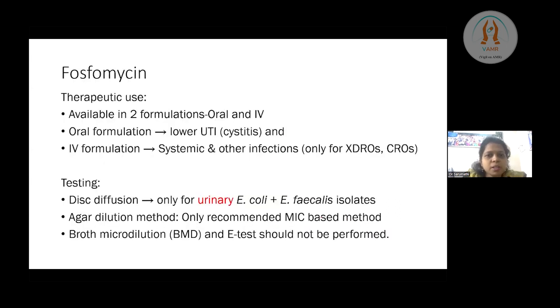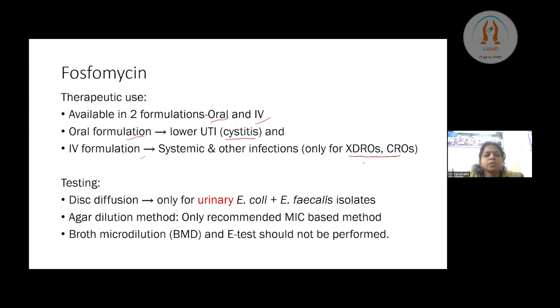So coming to fosfomycin, as Dr. Ketan sir told, fosfomycin has various indications. We have different formulations of fosfomycin, that is, an oral formulation and an IV formulation. The oral formulation is recommended for lower urinary tract infection, cystitis, and the IV formulation is usually recommended for systemic and other infections involving XDR strains and carbapenem resistant organism strains.